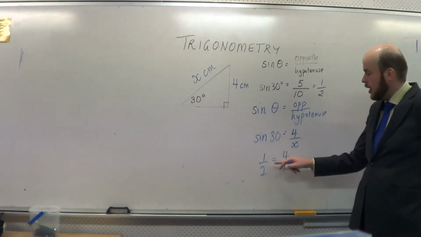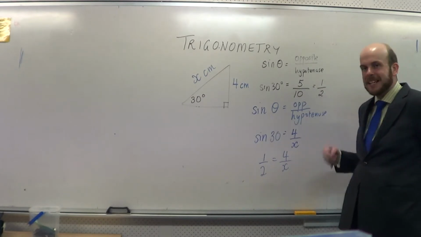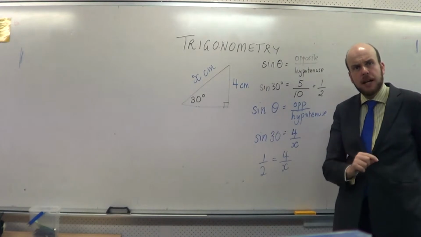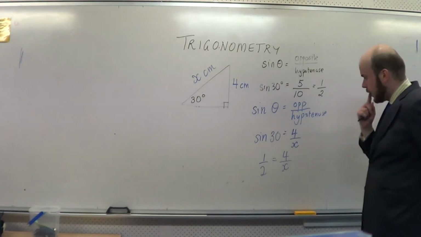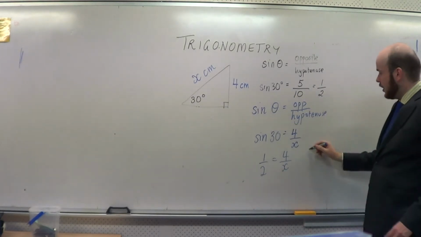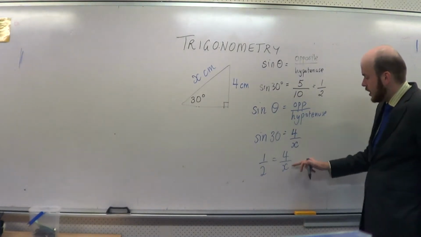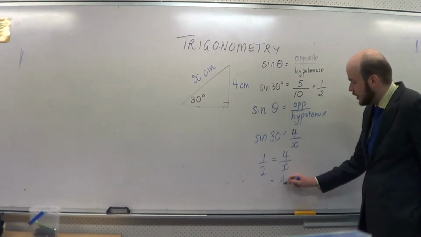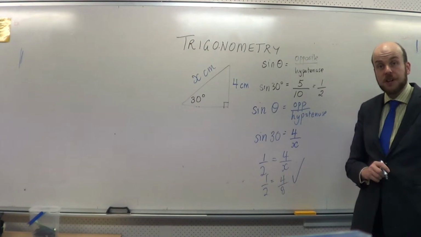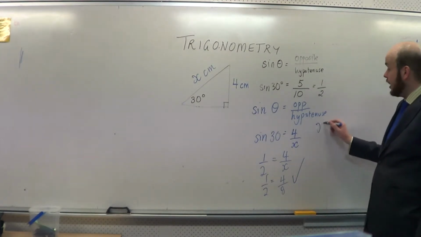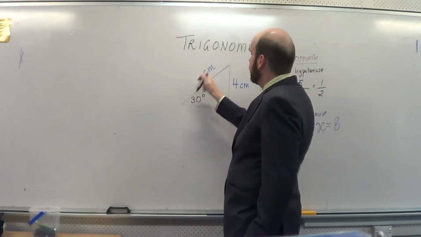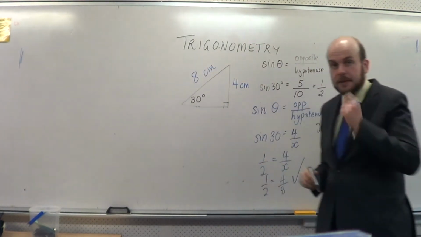That's interesting. 1/2 is equal to 4 divided by something. 4 divided by what gets me 1/2? 4 divided by what? Of course, 8. So if I change that, yes, that works. So x equals 8. So this side is 8 centimeters.